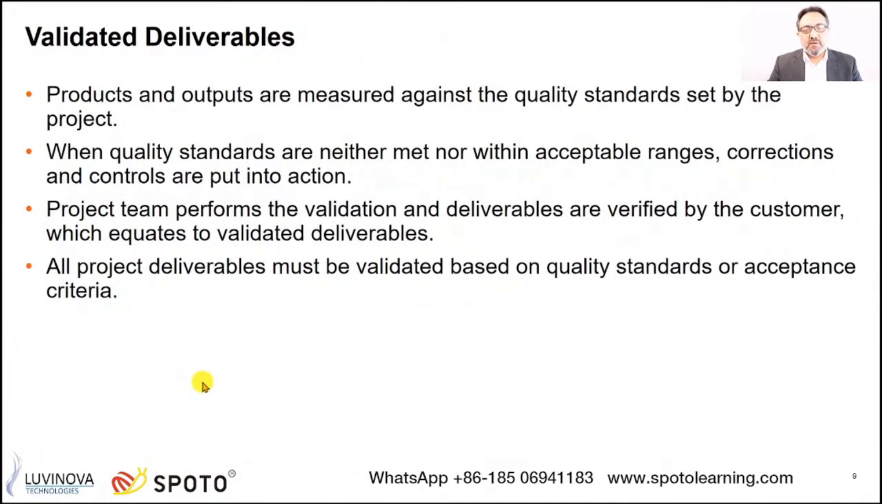So validated deliverables, we said, for the products, the outputs are measured against the quality standards. This is where you need to do some inspection. Now when quality standards are neither met nor within acceptable range, corrections and controls are put into action. This is where, wherever you have any variance, we need to jump and take some actions. So the project team performs the validation and deliverables are verified by the customer, which equates to validated deliverables. This is the flow that we spoke about. All project deliverables must be validated based on quality standards. And normally, since we are talking about deliverables, always our main tool is inspection, whereas whenever we are talking about improving our work, the main tool we have is audit.